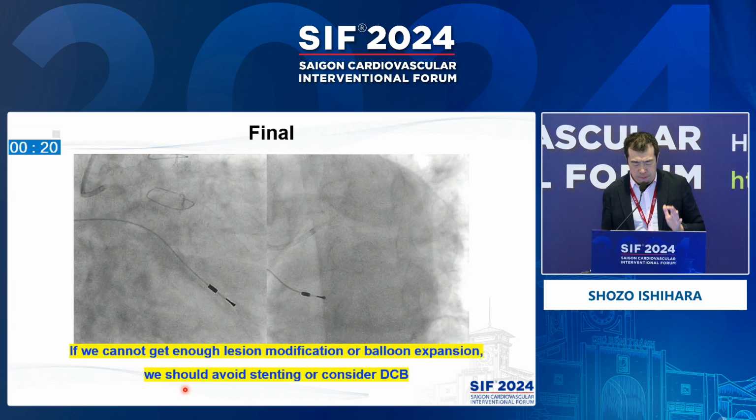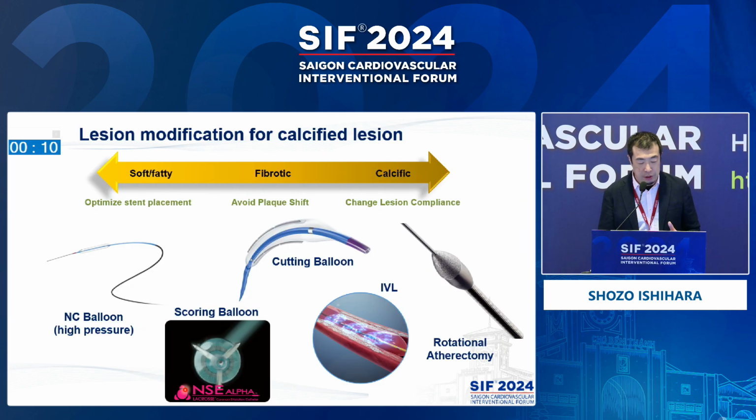So if we cannot get enough lesion modification or balloon expansion, at that time, we should avoid stenting, or we should consider drug-coated balloon. So there are so many lesion modification methods for calcified lesion, including rotablator and also IVL.